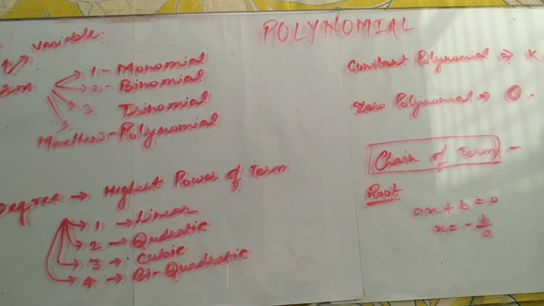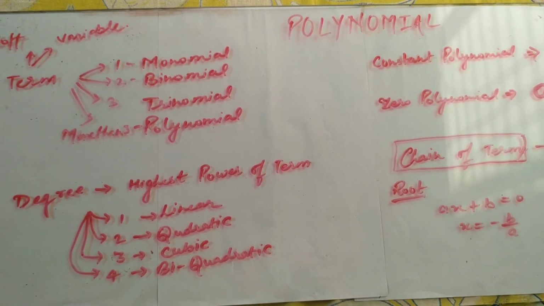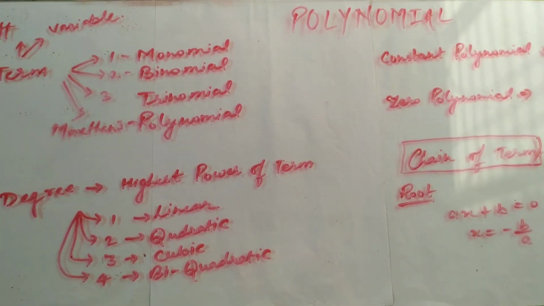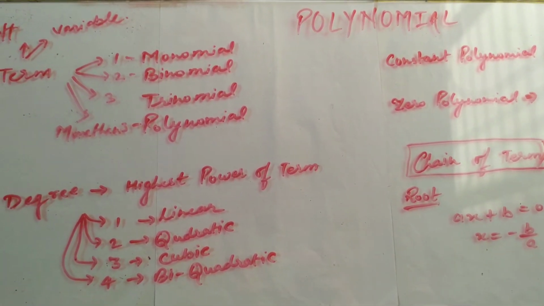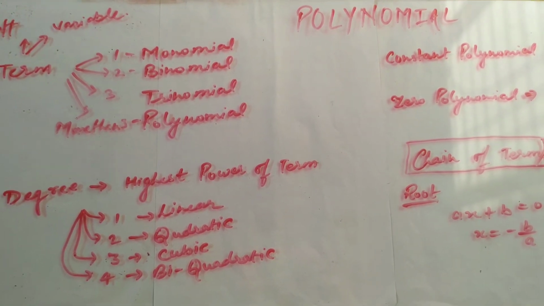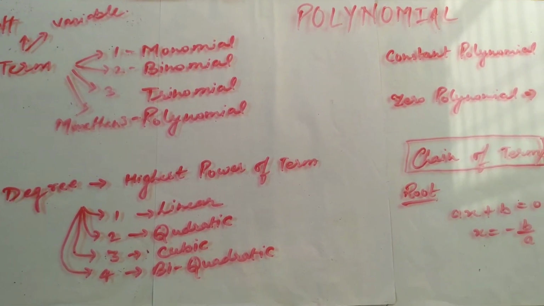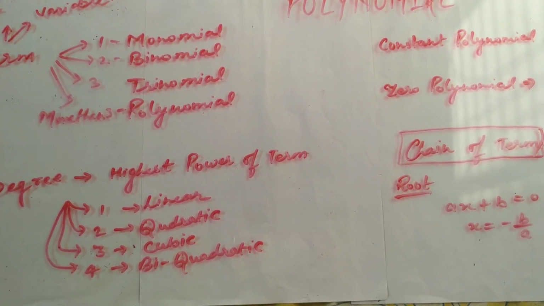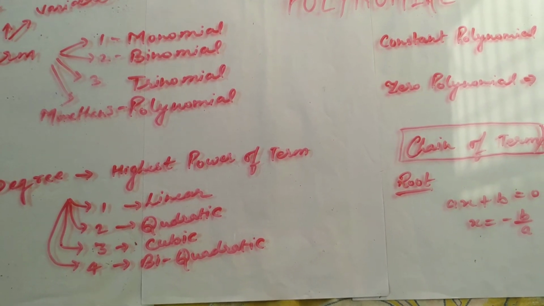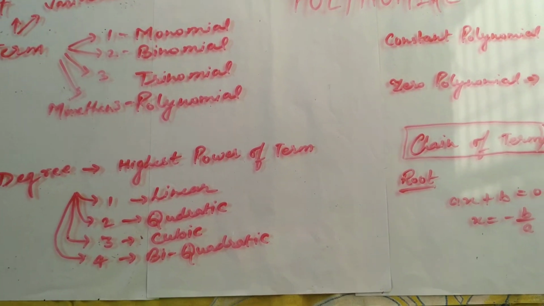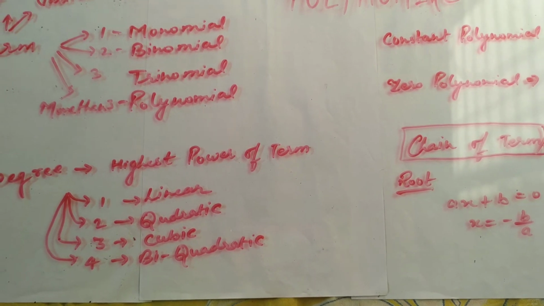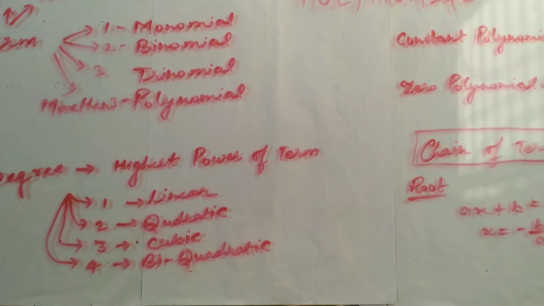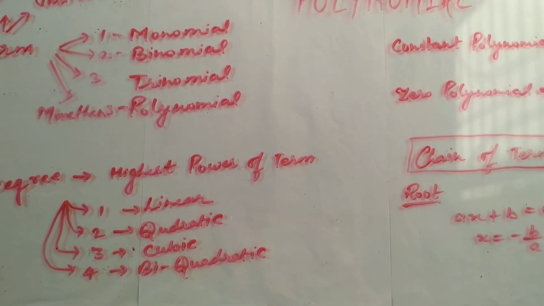A polynomial is a chain of terms, a combination of coefficient and variable. Coefficient is a numerical number, variable is an English alphabet which changes its value on the basis of the term. If the number of terms is 1, it is a monomial. 2 binomial, 3 trinomial, more than 3 polynomial. One more term is here, which is degree. Degree means the highest power of the term. If the highest power is 1, the polynomial is linear. 2 quadratic, 3 cubic, 4 biquadratic.